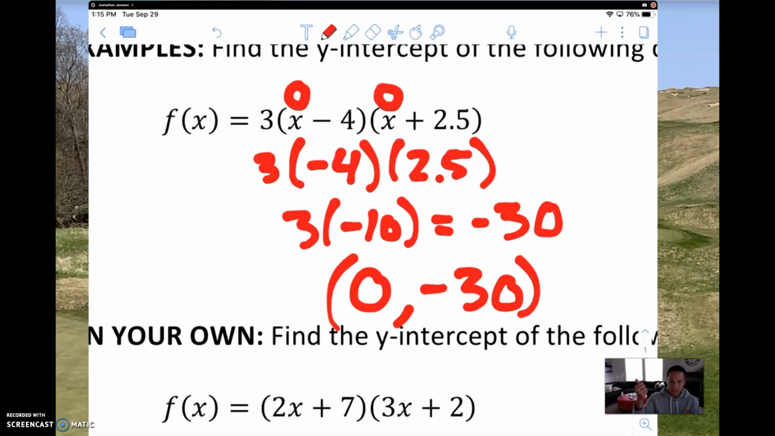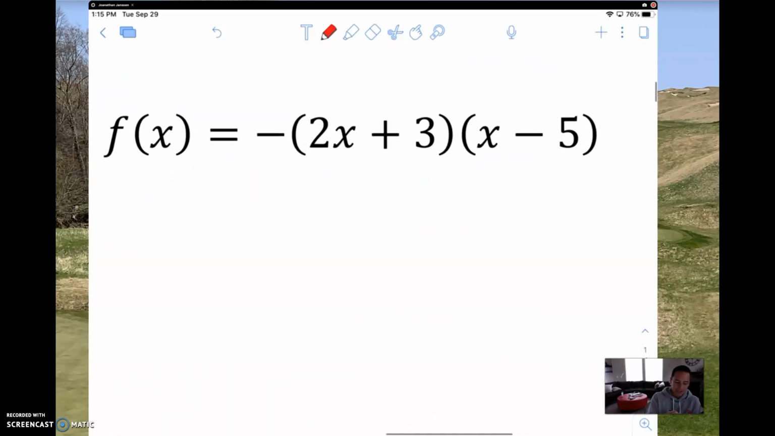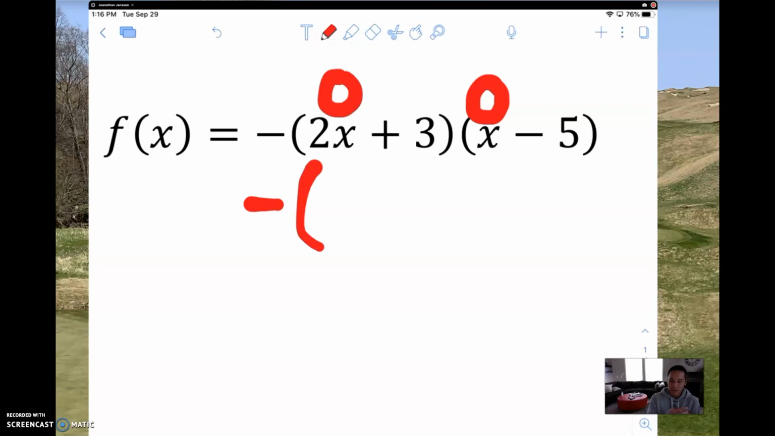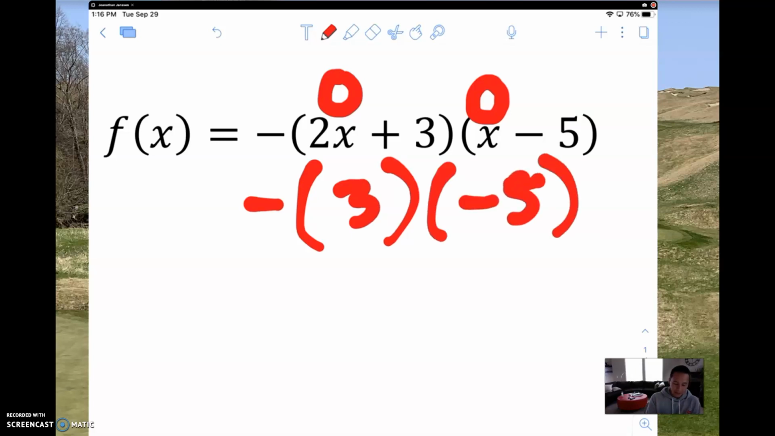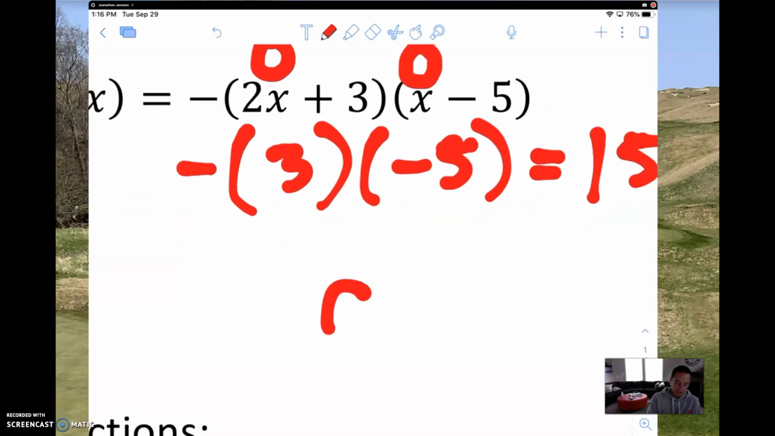So that's easy? Yes? Great. Let's go ahead and do one more. Replace the x with a 0, replace this x with a 0. So we have a negative times, no, that doesn't mean 20. It means 2 times 0, which is 0. 0 plus 3 is 3, and 0 minus 5 is negative 5. And a negative times a negative is a positive, and 3 times 5, that's 15. So your y-intercept there would be (0, 15).